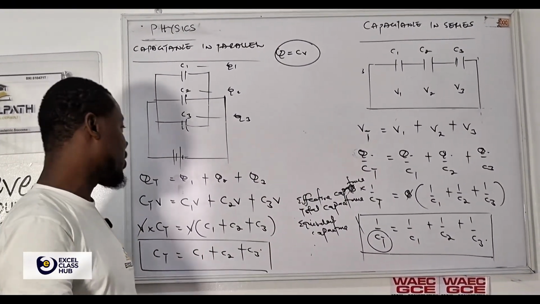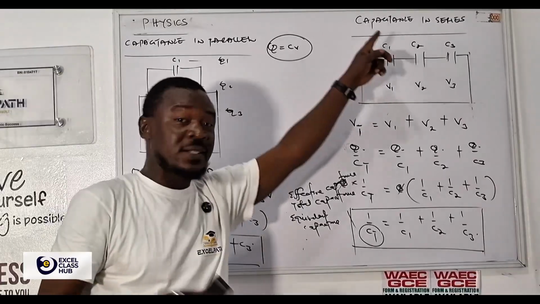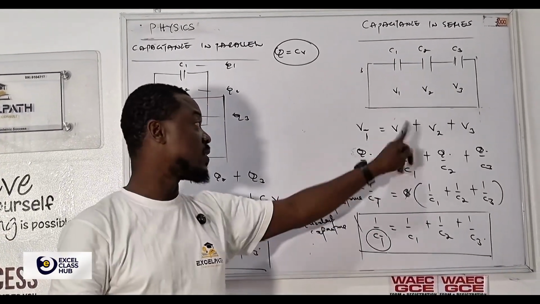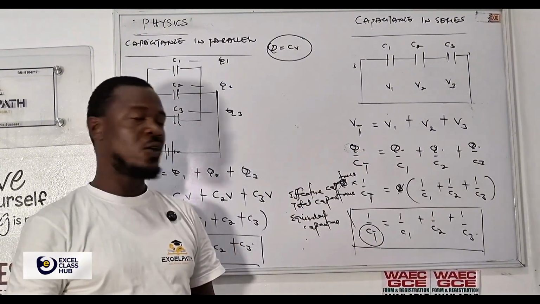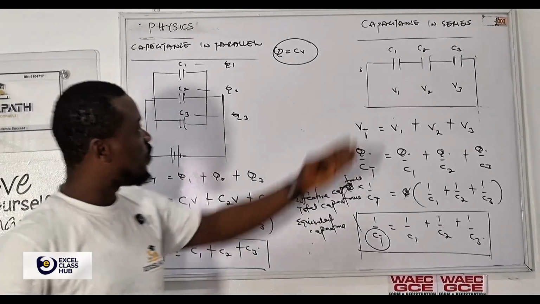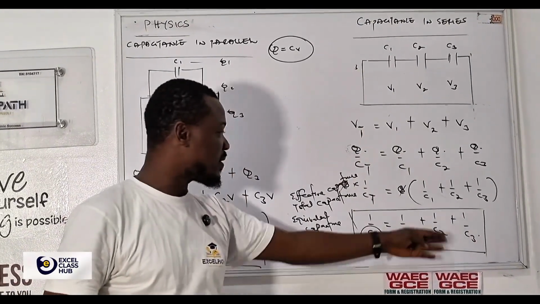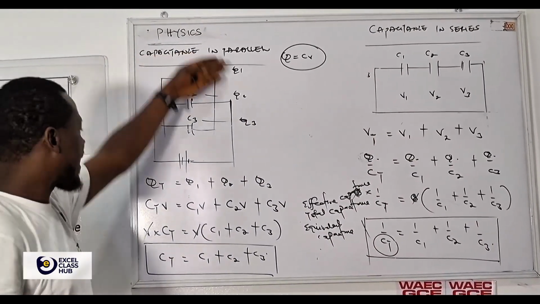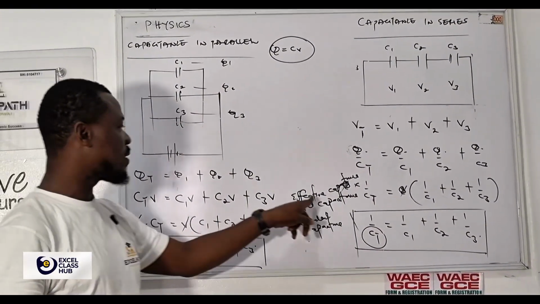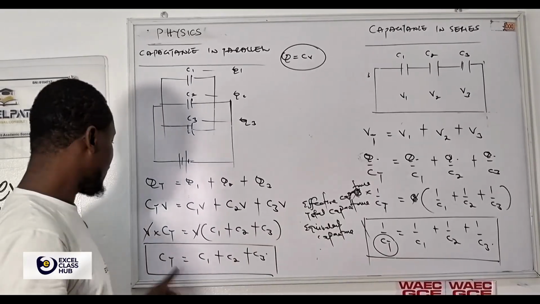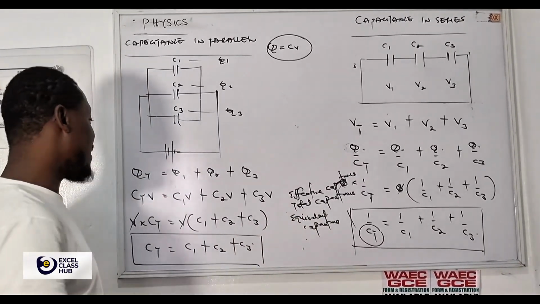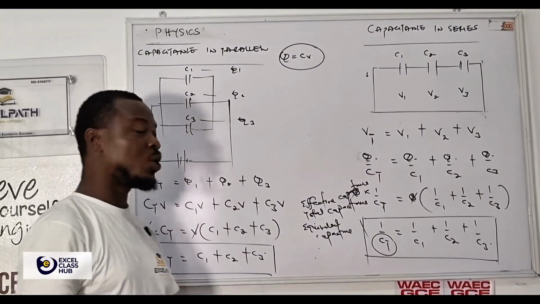Some physics teachers only know that the formula for capacitance in series is 1 over C1, but they wouldn't prove it for you. It is better for you to understand how any formula in physics is derived. So I proved the formula for capacitors in series, and also for capacitance in parallel. In a nutshell, this CT is your effective capacitance. Or you can call this CT your total capacitance.